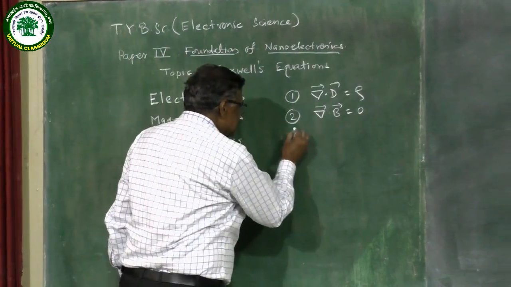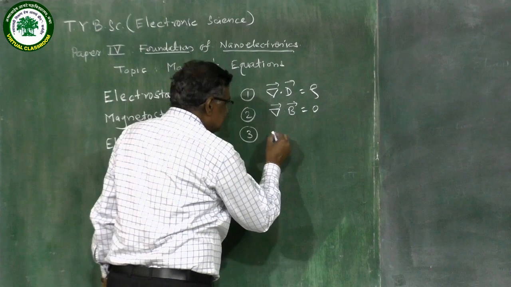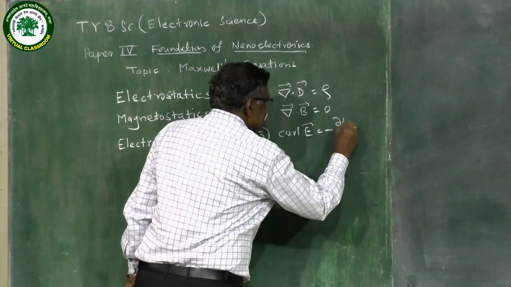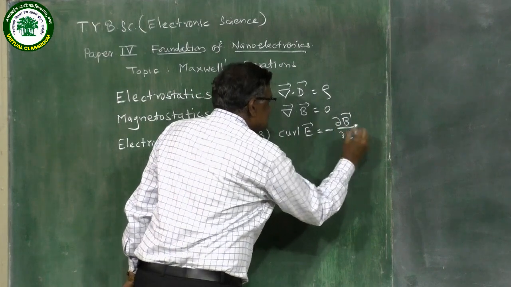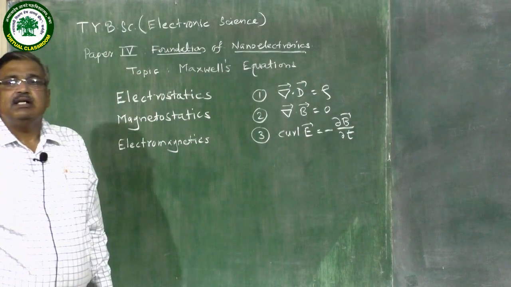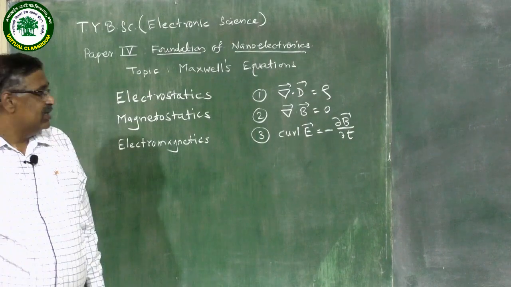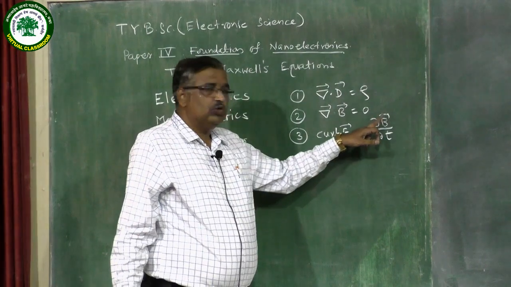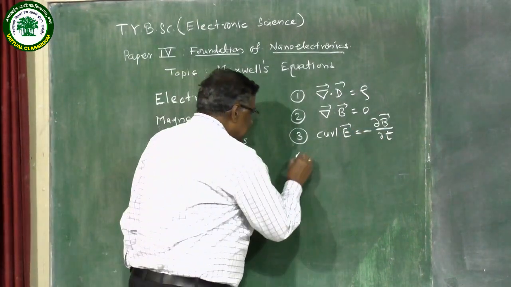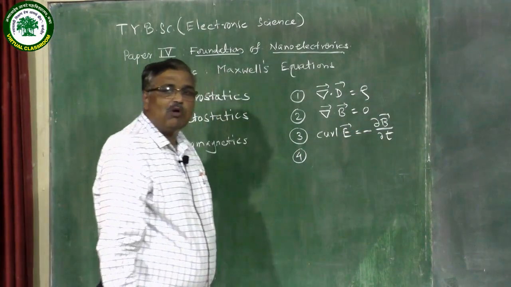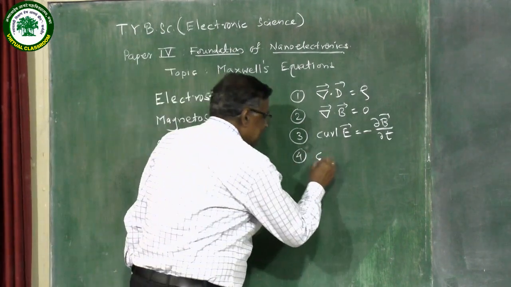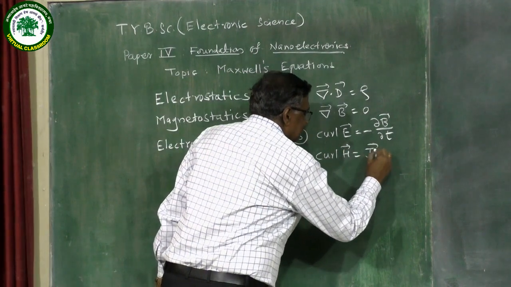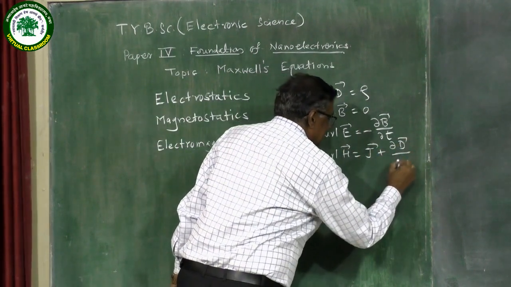The third equation, which is proposed by Maxwell, is curl of vector E is equal to minus dB upon dT. This equation is already proved by using Faraday's law of electromagnetic induction. So according to Faraday's law, we get the equation that curl of vector E is equal to minus delta B upon delta T. The fourth equation is the modified form of Ampere's circuit law, and that equation is curl of vector H is equal to vector J plus delta D upon delta T.